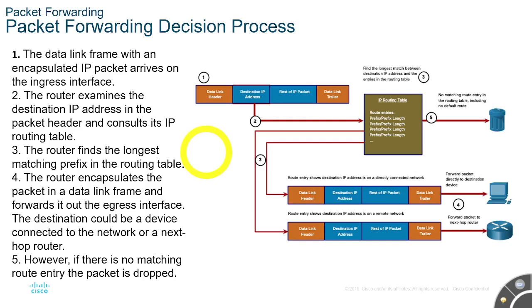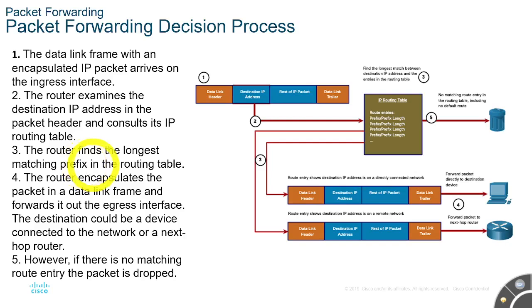First of all, it will remove the frame and check the destination IP address in the packet. When the router knows this destination IP address, it should look in the routing table to see if it has a longest match. So the router finds the longest match prefix in the routing table.